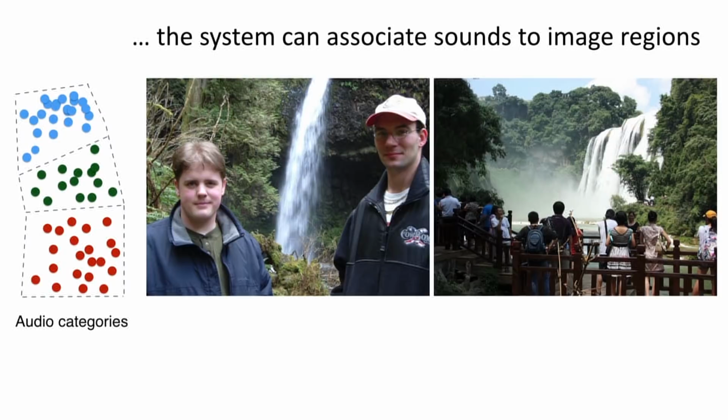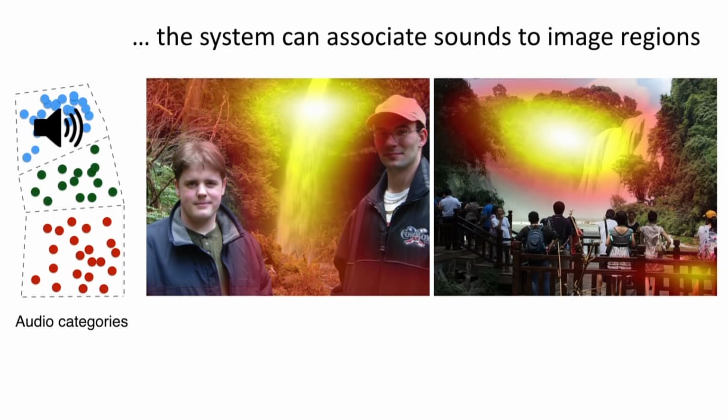And what is the result? The result is that the system will also learn to correlate different types of sounds with what you see. So here's an example of images, and it locates the sound, which pixels in the image might correspond to that sound.